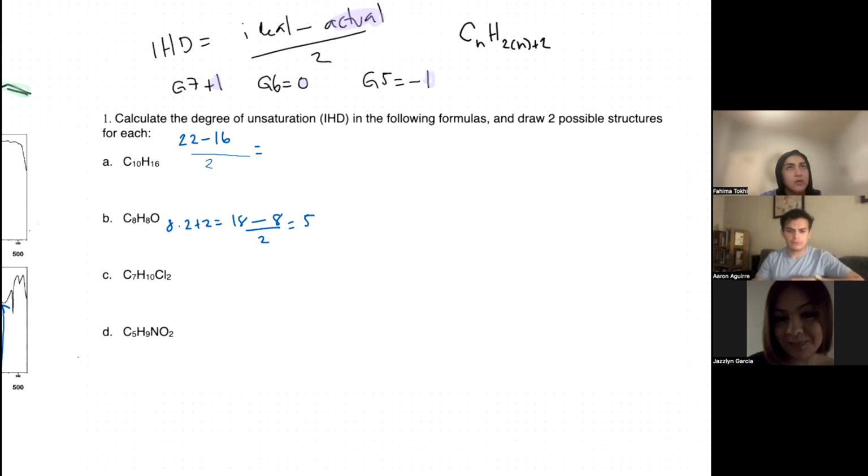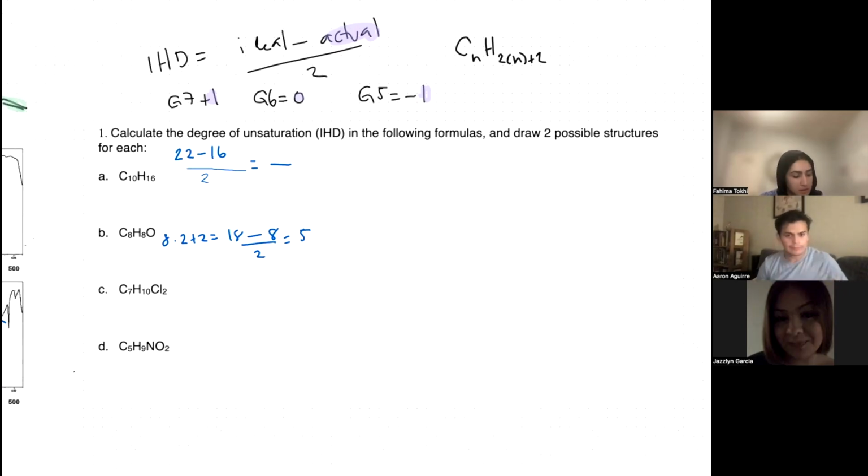7 times 2 plus 2 equals 6. And that'll still give me 3. There you go. That's really fast. Nice.